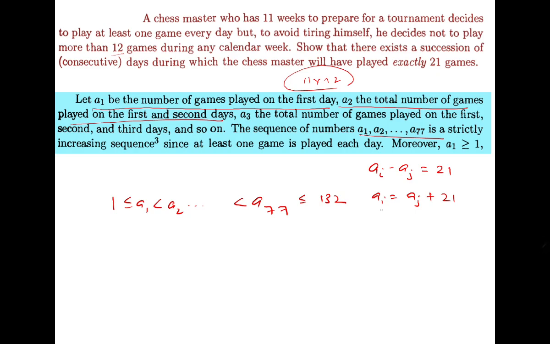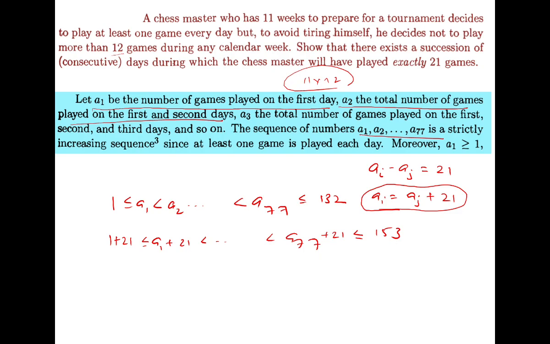But at the same time, I need something like this: ai is equal to aj plus 21. It means if I form one more sequence, a1 plus 21, and so on, a77 plus 21, which is at most 132 plus 21. So now I have two sequences. Now how do you use the pigeonhole principle? Spend some time, think over it.